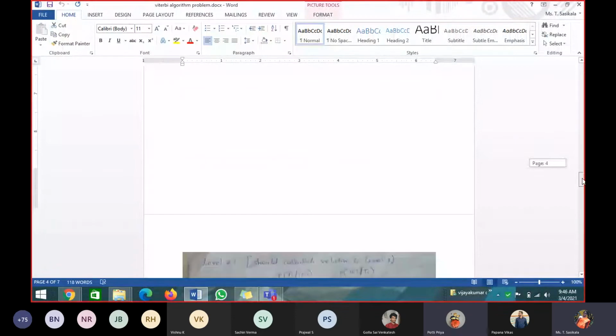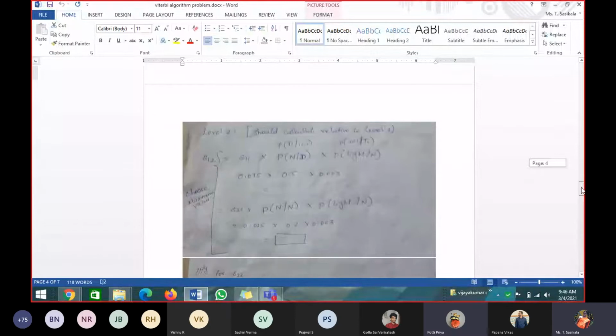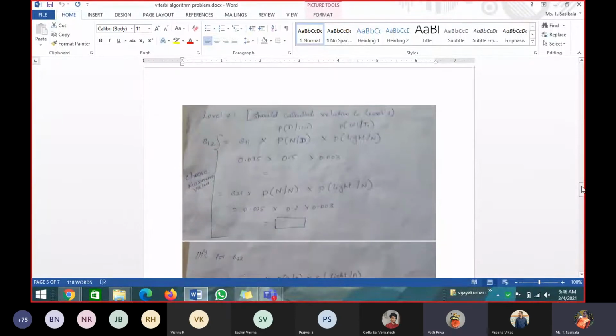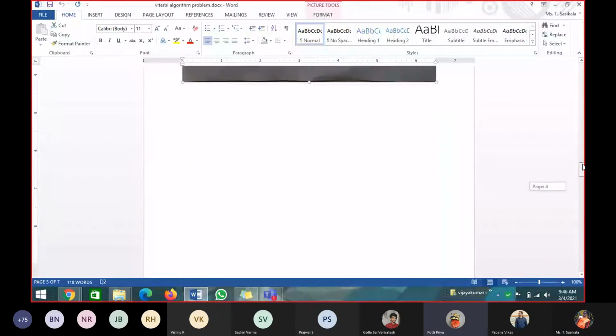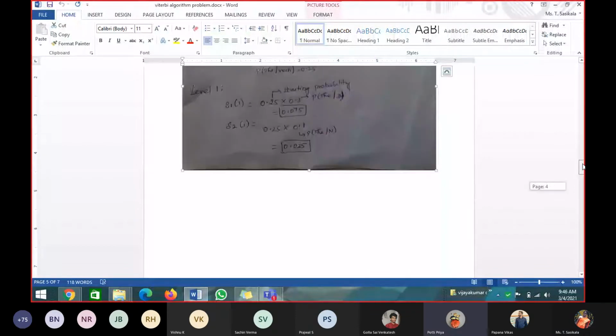Ma'am, in the table, the given values were determiner 0.3 and noun 0.1, ma'am. While drawing the table, we draw as if. Can you go to the table, ma'am?